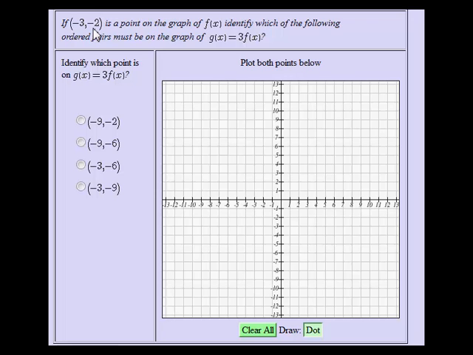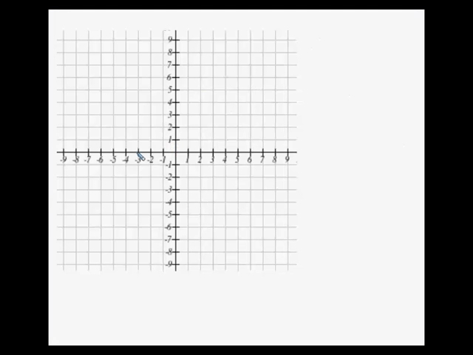Here we're given a single point on a function f. We are going to find a point on the function g, which is a transformation on f given by the following rule: g is simply 3 times f of x. So -3, -2 was my given point on the function f. We need to find a point on g where the definition of g is simply 3 times f of x.